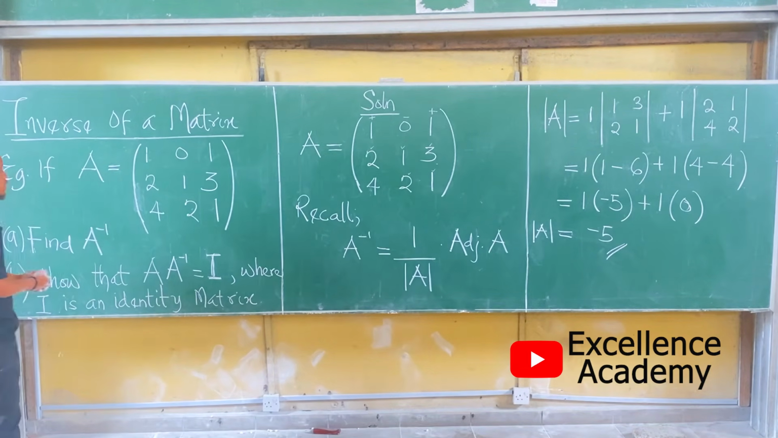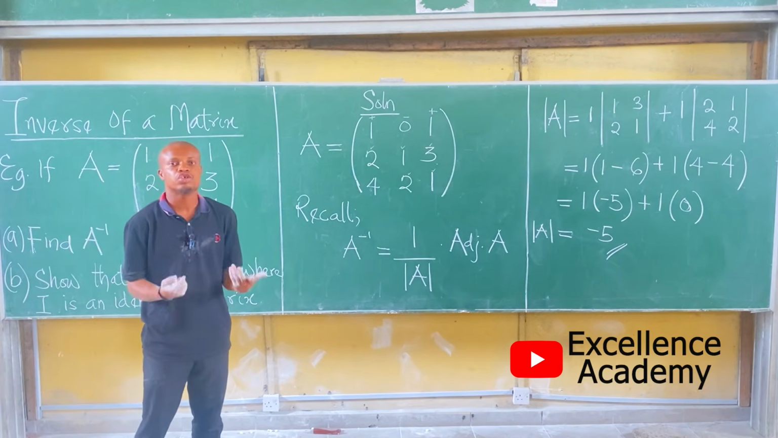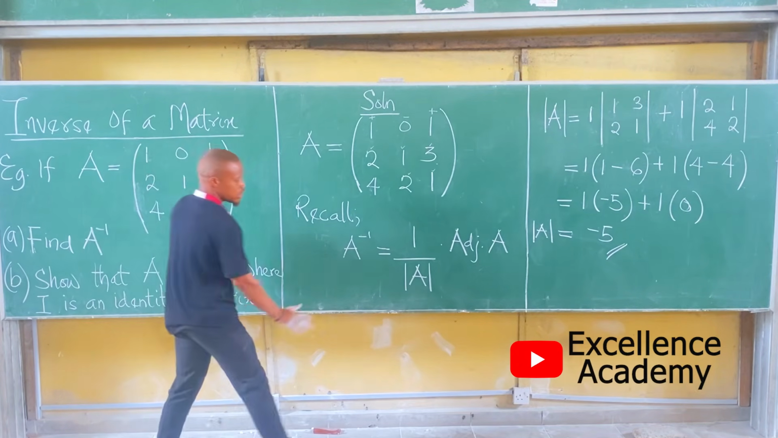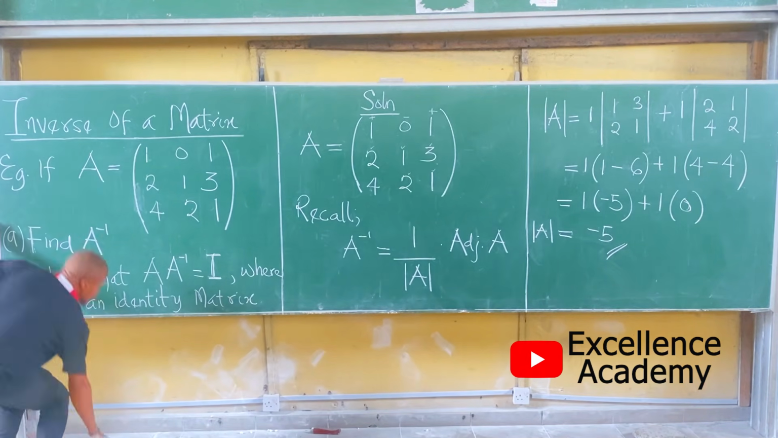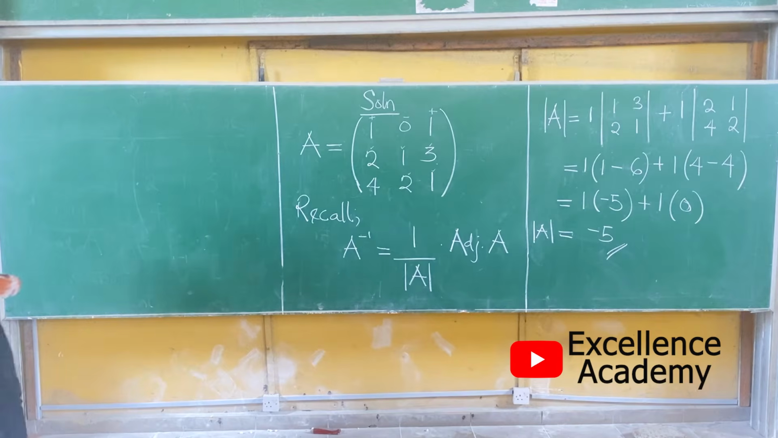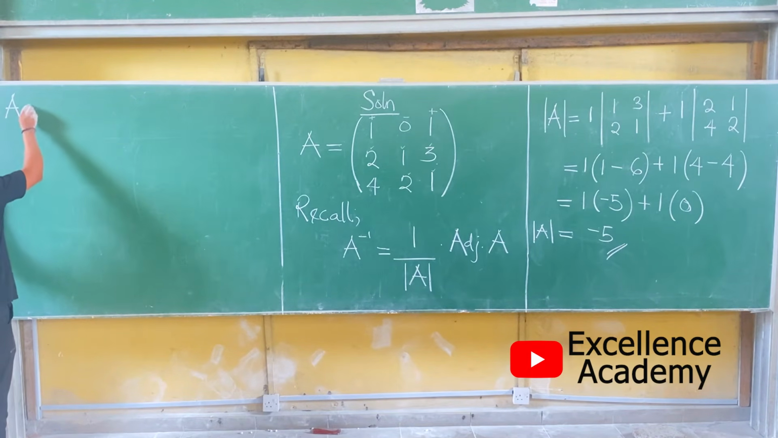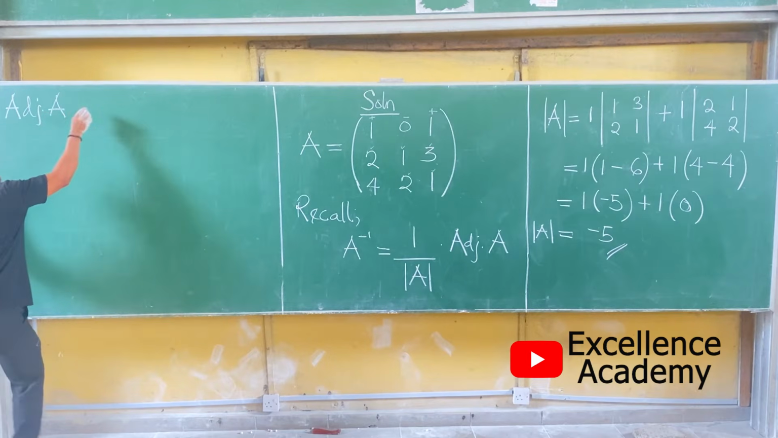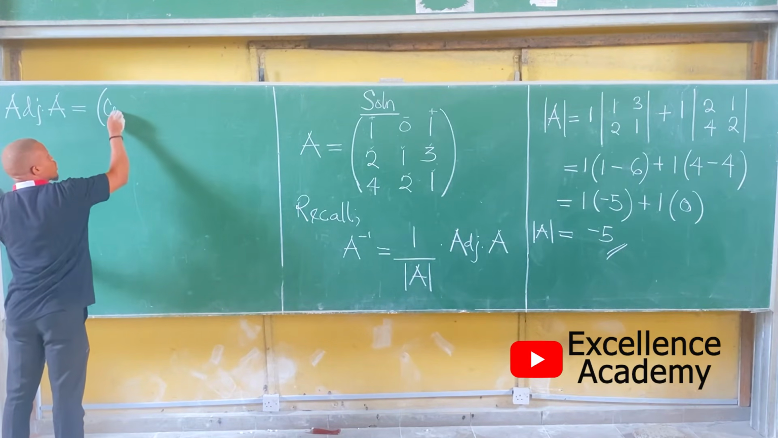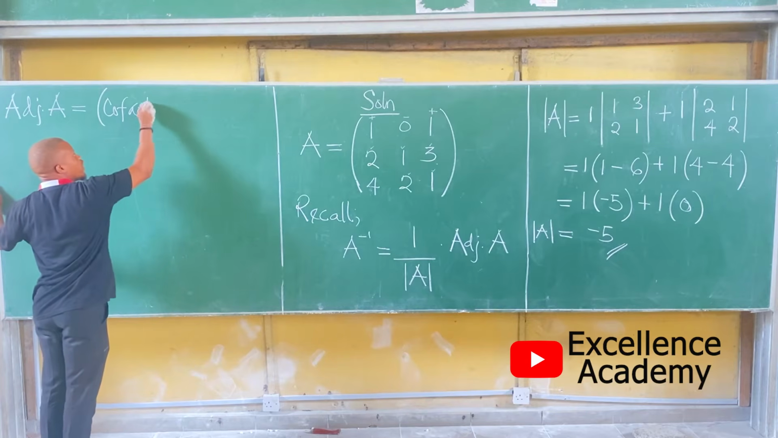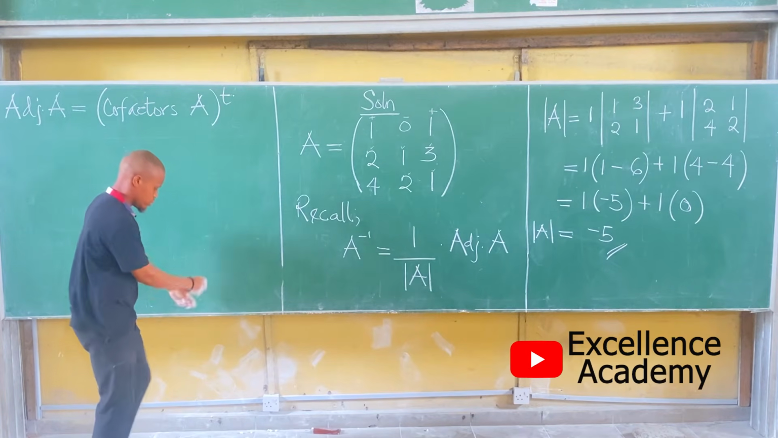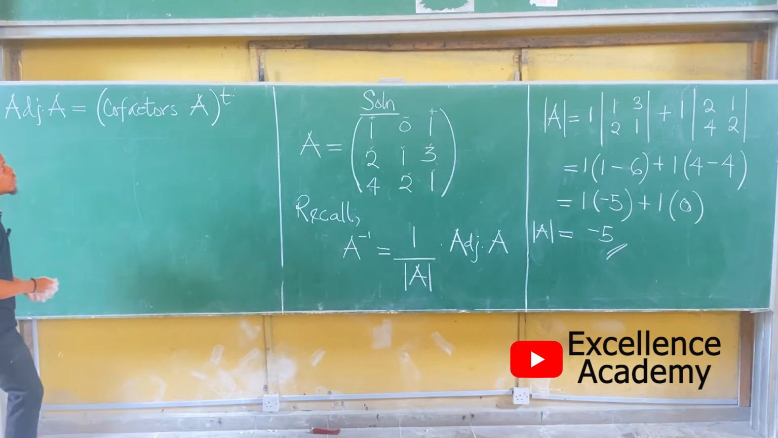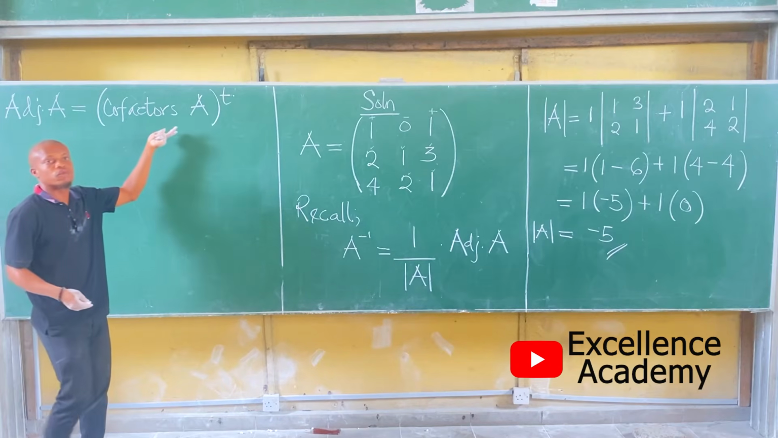Alright. So we've gotten our determinants. Next up, we calculate what? The adjoint of A. We've gotten this, so we need this now before simplifying. We know that the adjoint of A is simply what? The transpose of the cofactor of A.